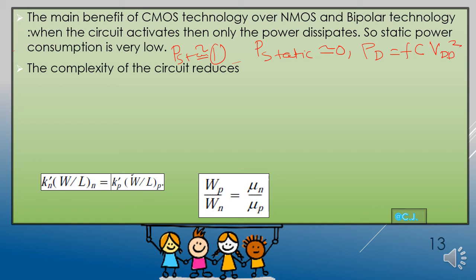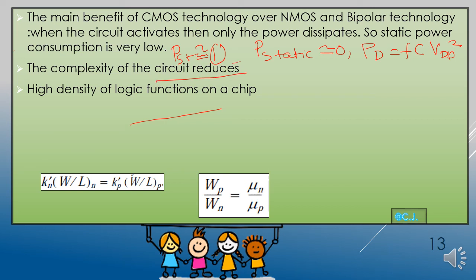Now the complexity of circuit is reduced. This is a second benefit because there is no resistance value, so complexity is reduced. Now due to VLSI technology, high density of logic circuits is possible. High noise immunity.